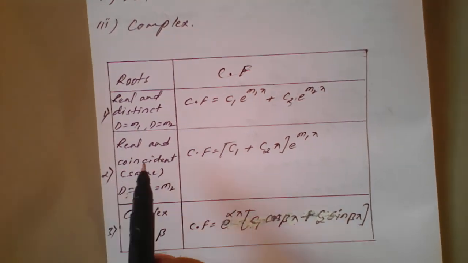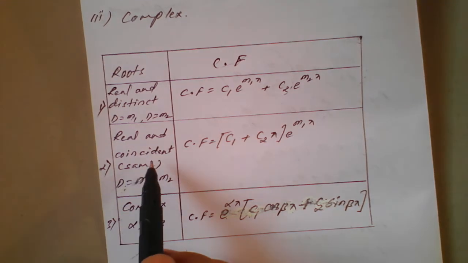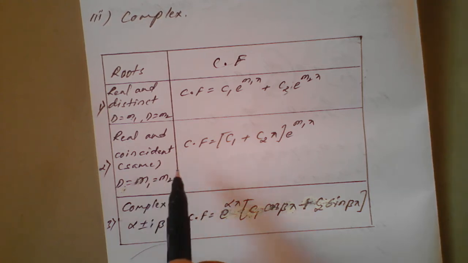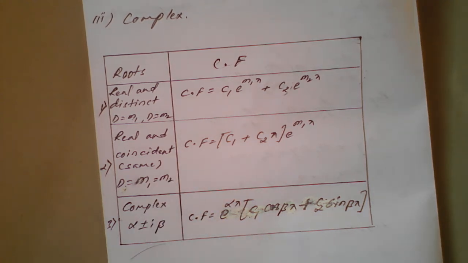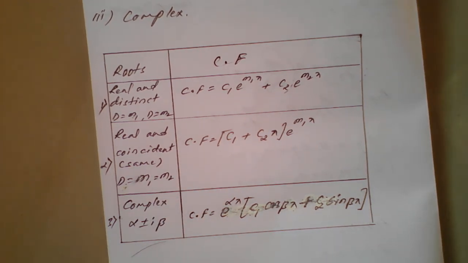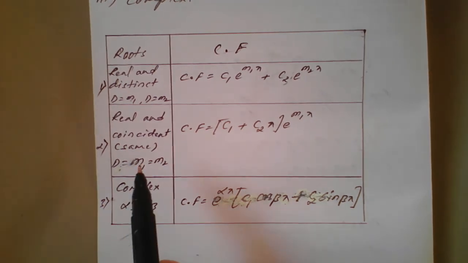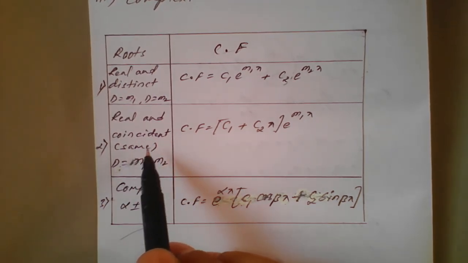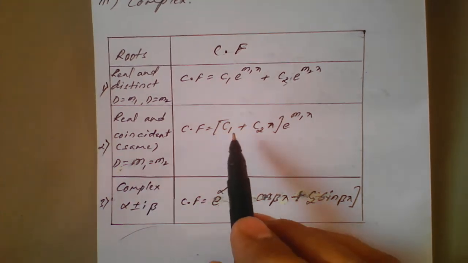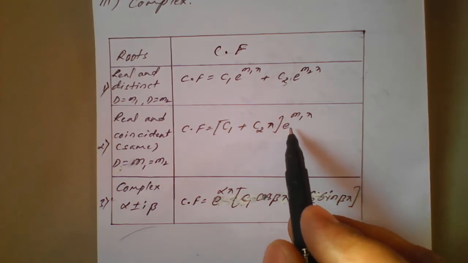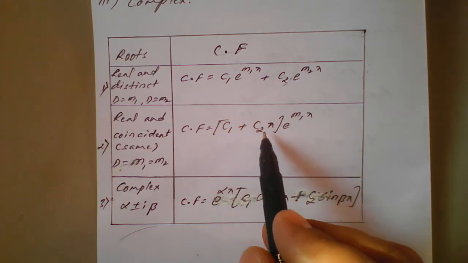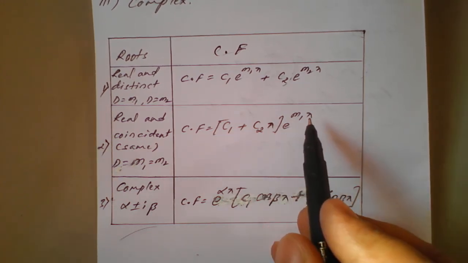Next we will see real and coincident roots. Here the roots will be the same, which sometimes happens on solving a differential equation. Because the roots are the same, we make it a common root m1, and the CF is c1 plus c2 x into e raised to m1 x.